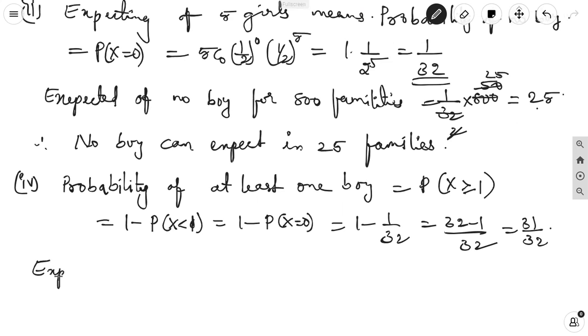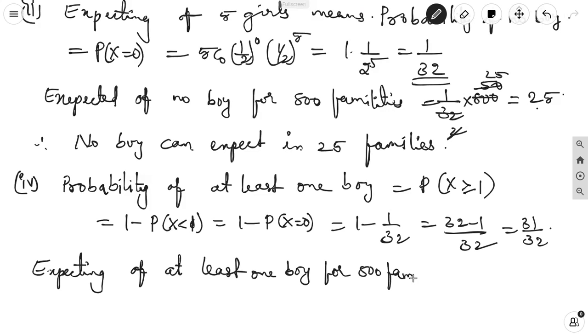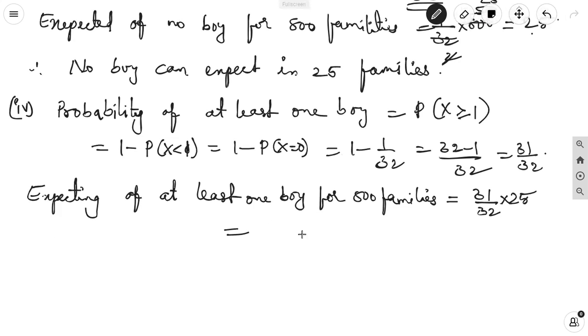So the expected number of families with at least one boy, for 800 families, is equal to 31 by 32 into 25. 25 ones are 25, 2 is the carry, 25 threes are 75 plus 2, 77. 775 families. It is the solution of the given question.